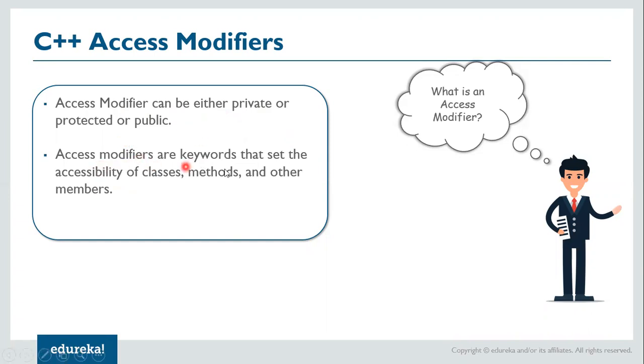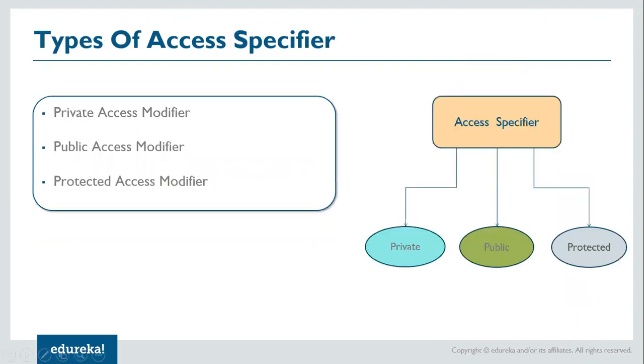Now access modifiers are keywords that set the accessibility of classes, methods and other members. So basically when you specify different access modifiers, based upon that access modifier, the classes or the methods or the member variables may or may not be accessible in a certain scope, which we will see in some time. As I have already explained, the types of access modifiers are private, public and protected.